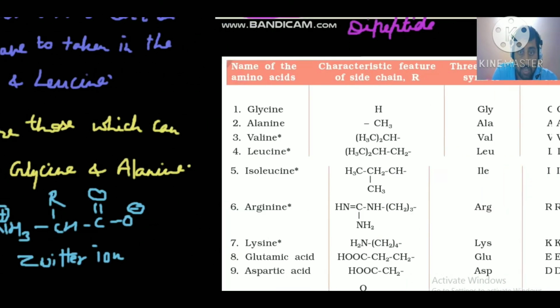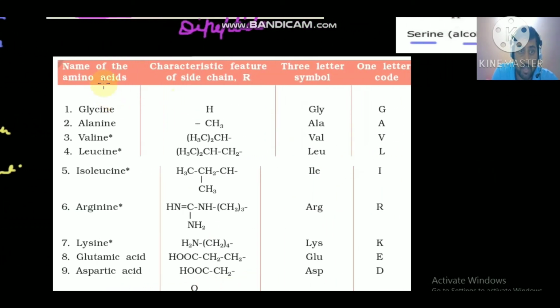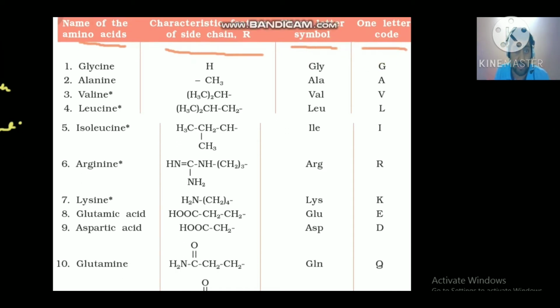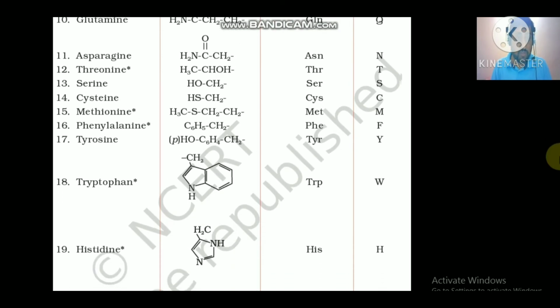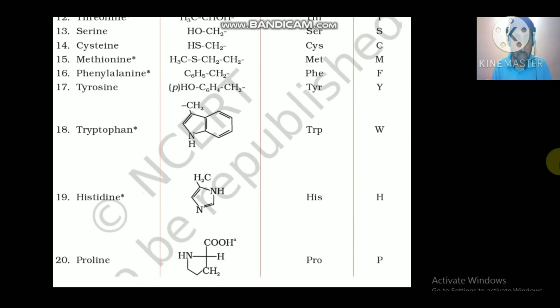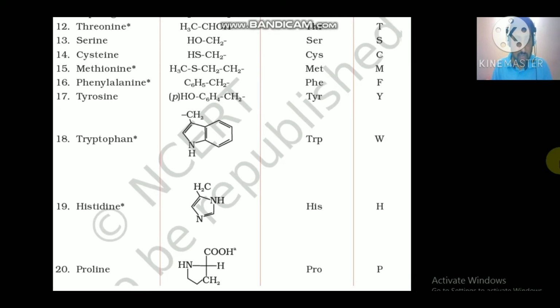Here you can see the list of 20 amino acids. Here, the name of the amino acid, the full name, then the branch or the side chain or the R, then the 3-letter symbol, and then the 1-letter code. Here we can see some are with stars and some others are without stars. With star, these are the essential amino acids, and without star, these are the non-essential amino acids. So these are all the 20 amino acids you can see at a glance.